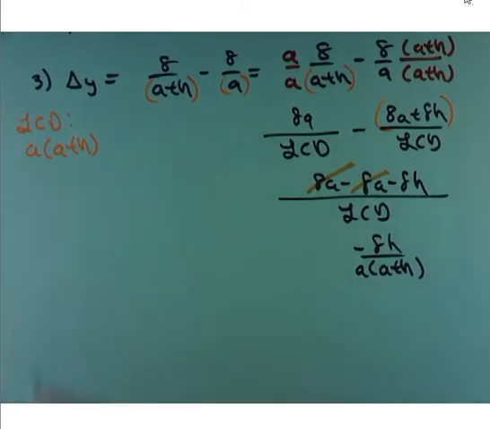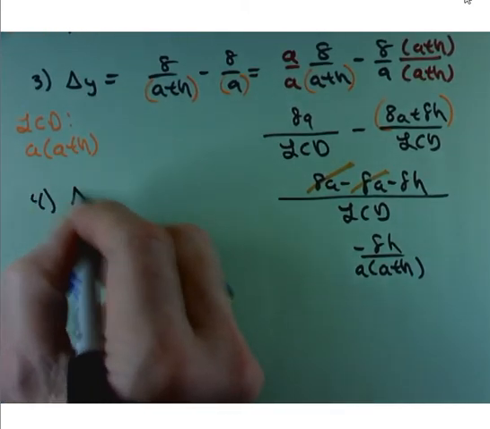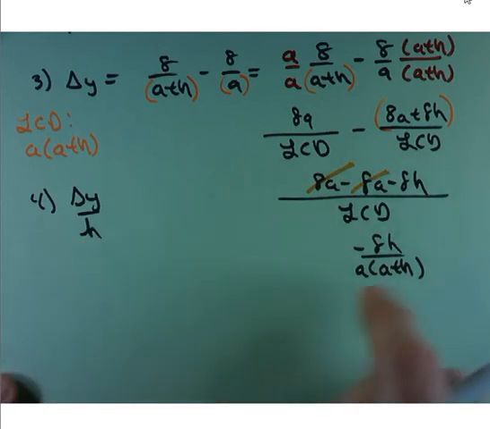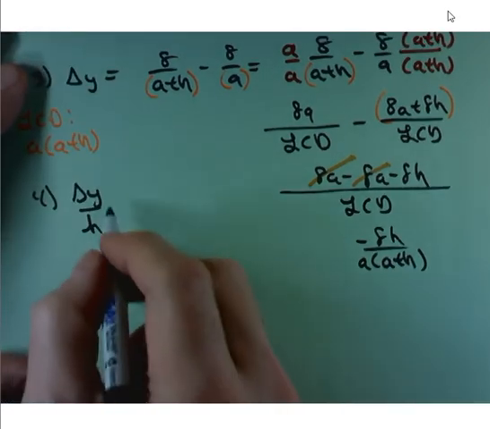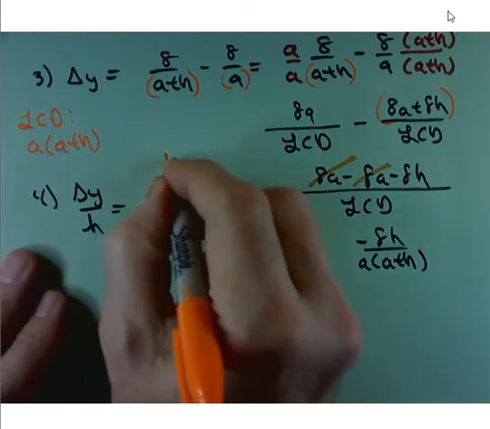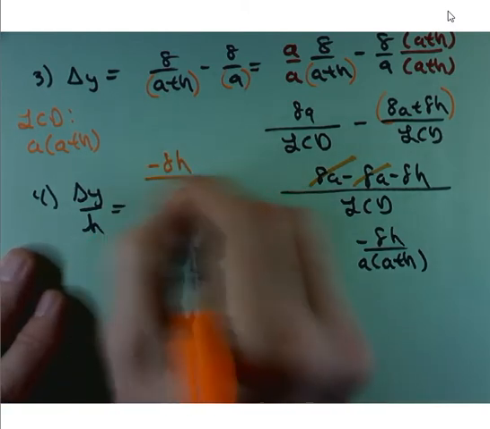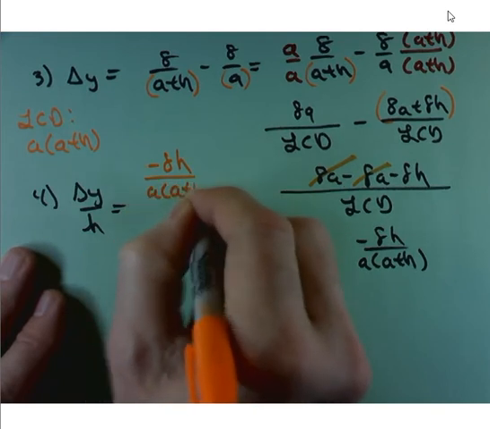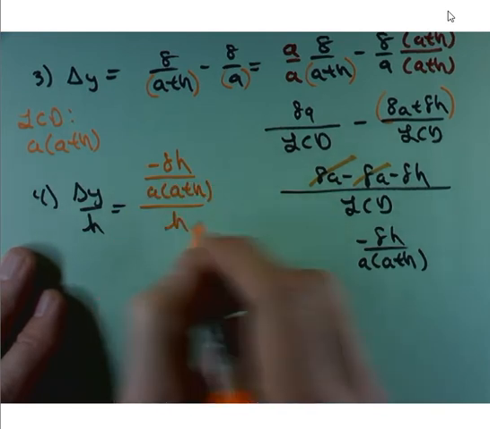The last step in these calculations is to do delta y divided by h. So I've got to take this expression and divide it by h. Let's take a look at what that's going to come out as: negative 8h divided by a times a plus h, divided by h.